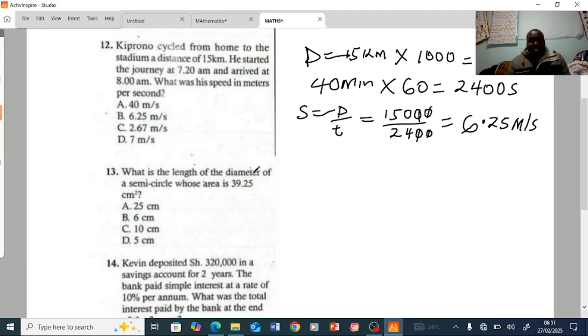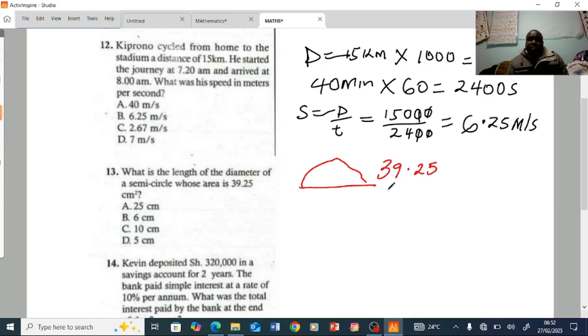What is the length of the diameter of a semicircle whose area is 39.25? So this is a semicircle, and the area of the semicircle is 39.25.